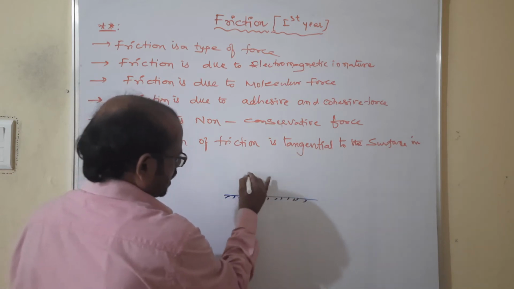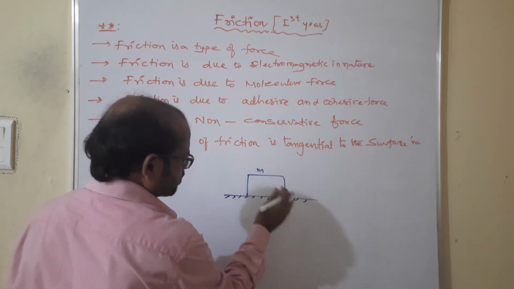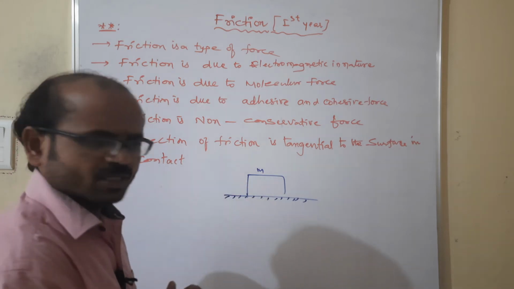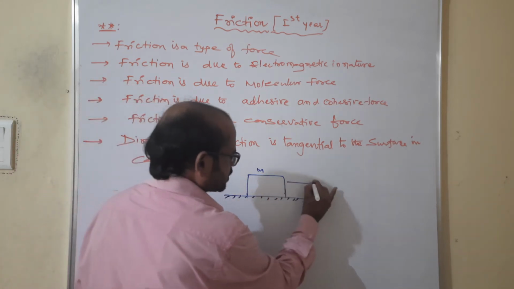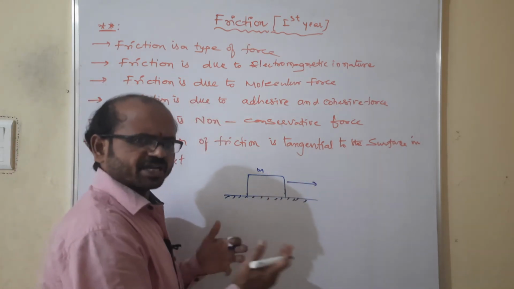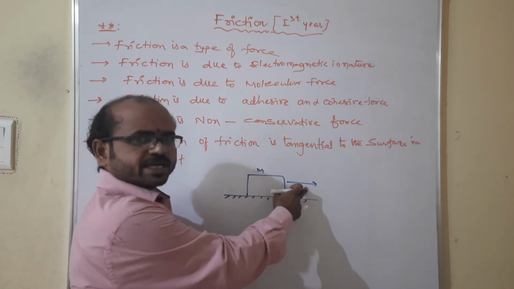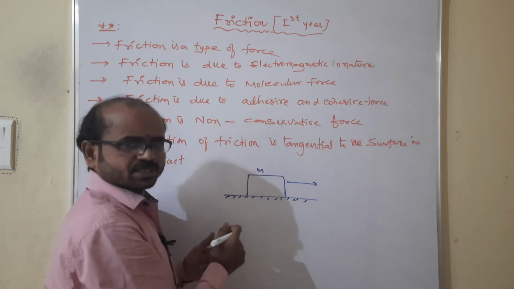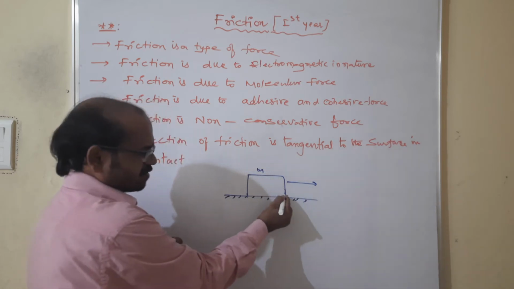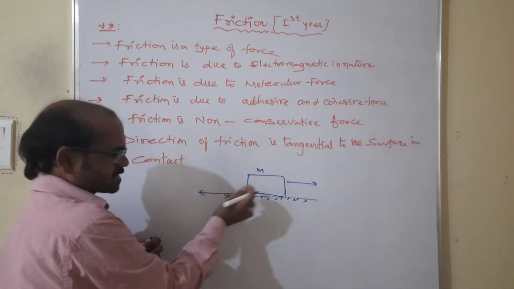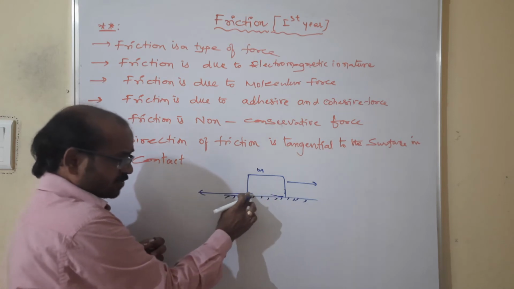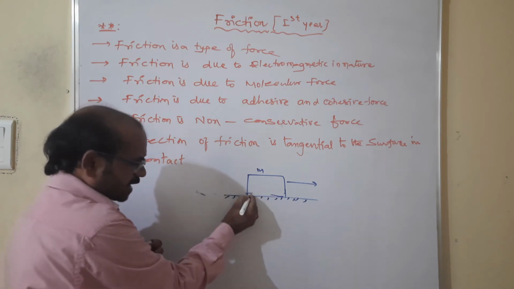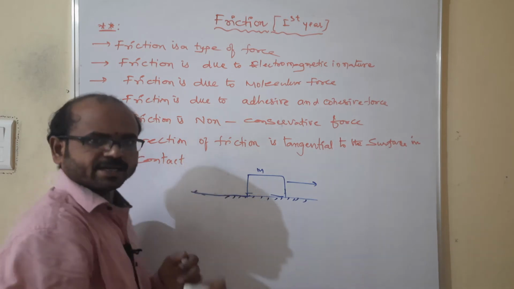And there is another block of mass m placed on the rough surface. Suppose the body is moving in any direction, say along the direction parallel to the surface. When it is moving, there will be a frictional force acting opposite to the motion of the body, between the two surfaces in contact.